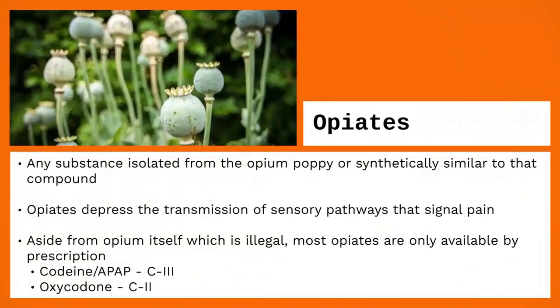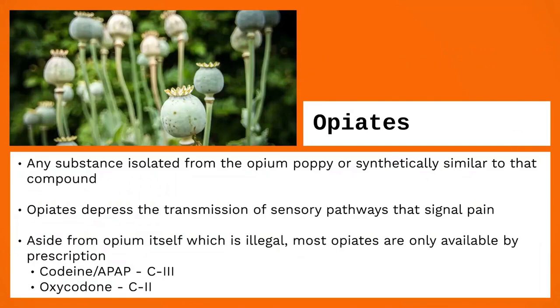Then we have opiates. This is any substance that's isolated from the opium poppy or synthetically similar to that compound. Opiates depress the transmission of sensory pathways that signal pain. So how opiates work is they block the receptor that causes you to feel pain. So that sensory stimulation that's being sent to your central nervous system from your body will never get there because it can't land on that receptor, so you can't feel pain.